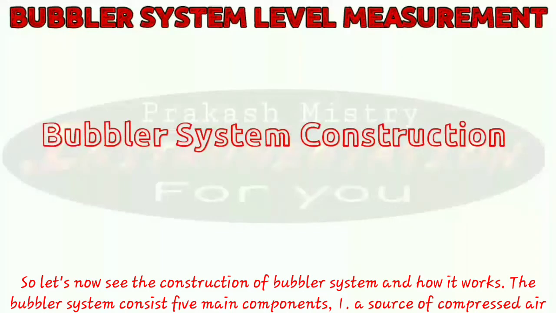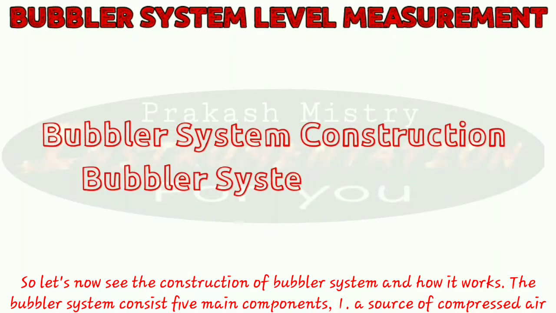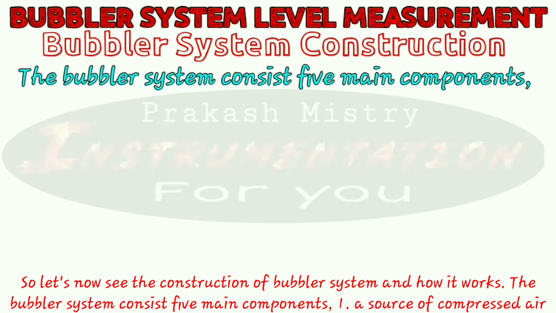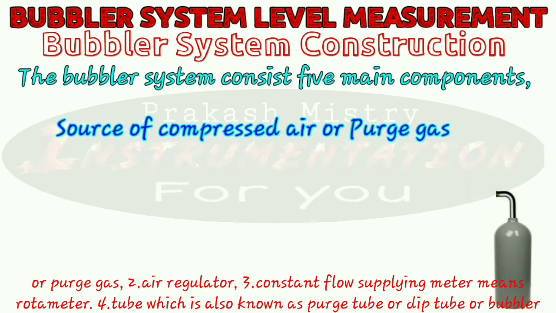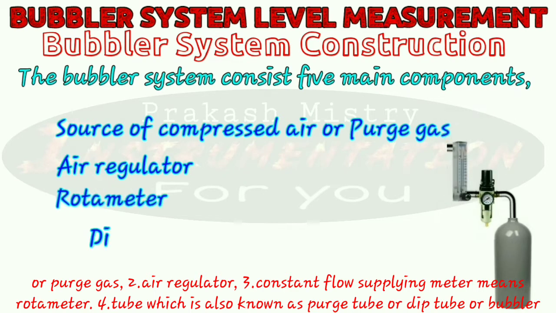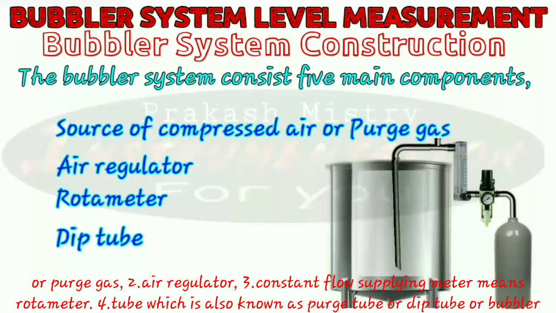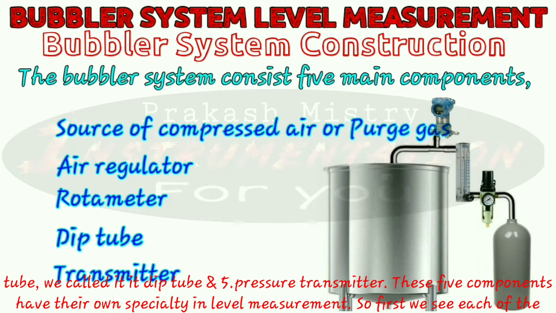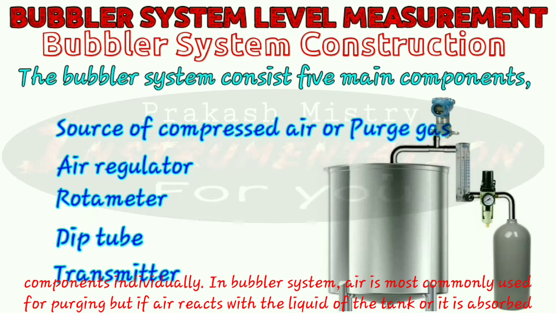So let's now see the construction of the bubbler systems and how it works. The bubbler system consists of five main components: a source of compressed air or purge gas, an air regulator, a constant flow supply meter, meaning a rotameter, a tube, which is also known as a purge tube, dip tube, or bubbler tube. Here we call it dip tube, and the pressure transmitter. These five components have their own specialty in level measurement. So first we see each of the components individually.